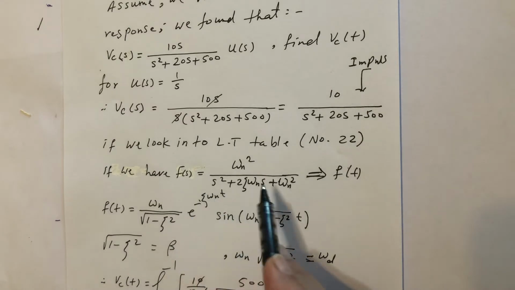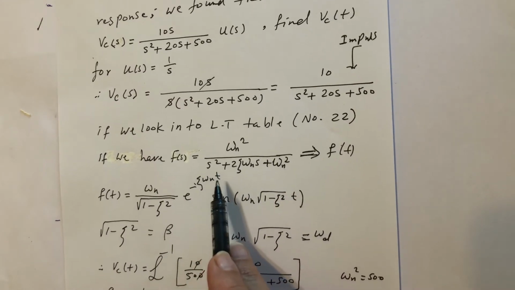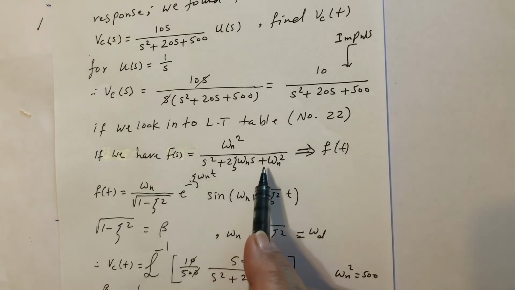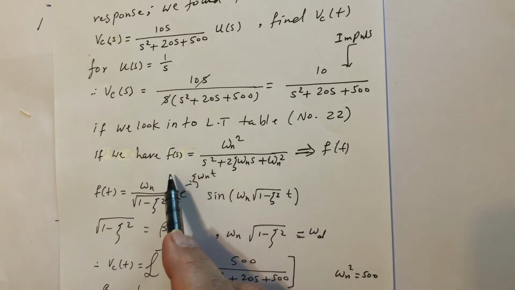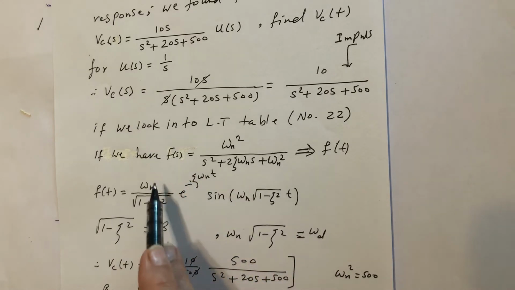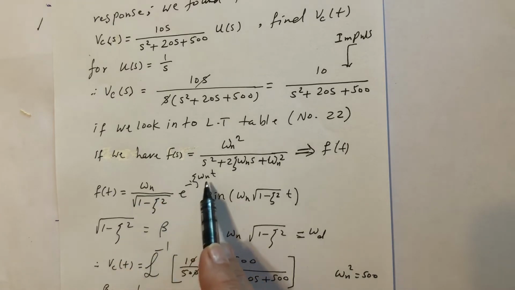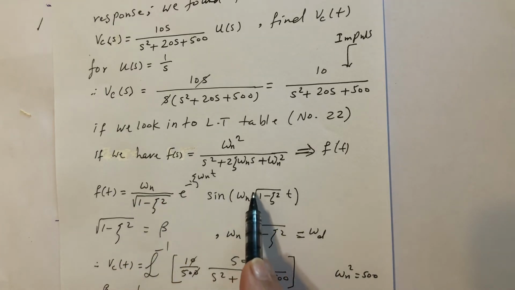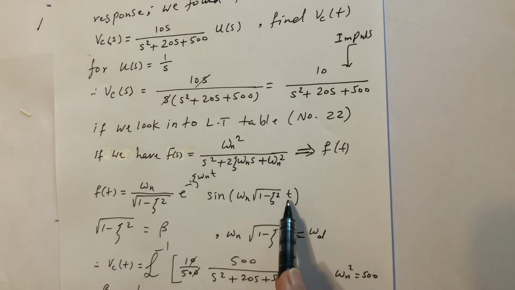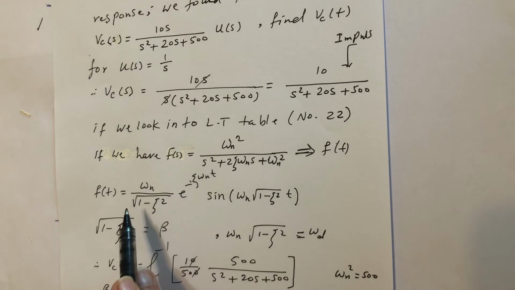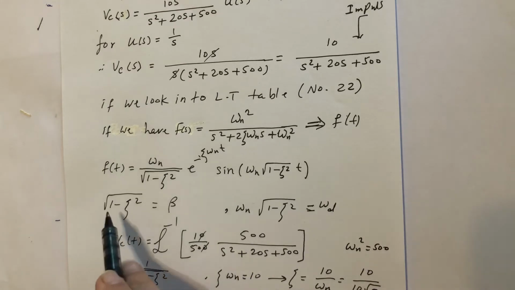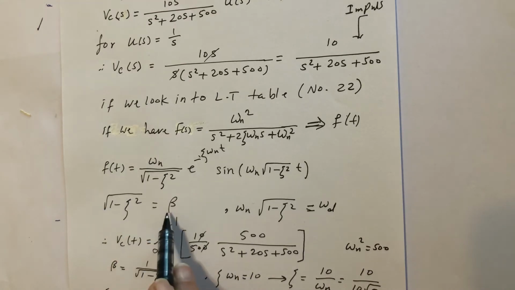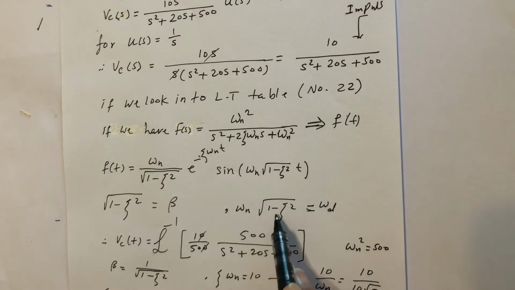So if we have F of s equal to omega n square over s square plus 2 zeta omega n s plus omega n square, then f of t, which I took from the Laplace transform table, will be like that: omega n over beta, e to the minus zeta omega n t, sine of omega n times square root of 1 minus zeta square times t. Now I'll remind you, if you watched the video which I gave before, or if you read in the book, that square root of 1 minus zeta square is beta. And omega n times square root of 1 minus zeta square is omega d, the damped frequency.